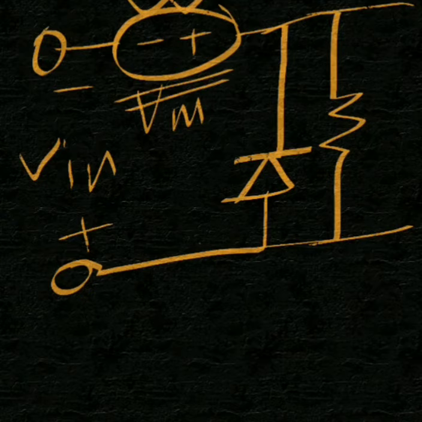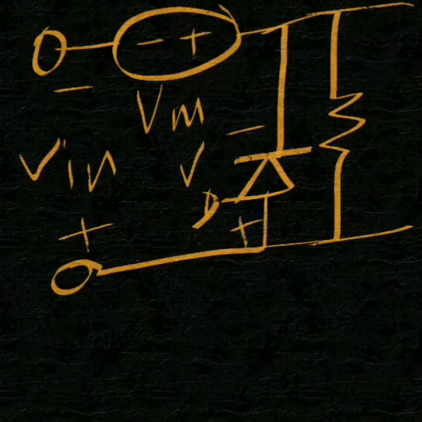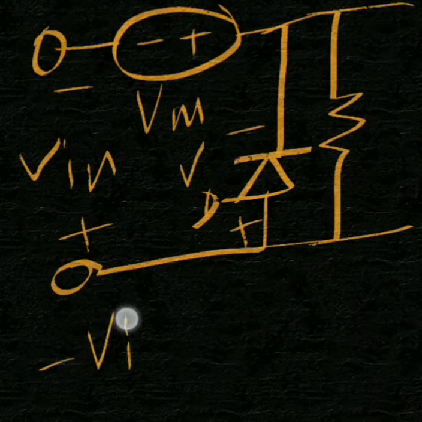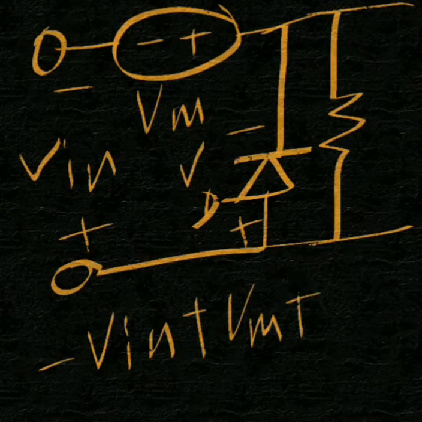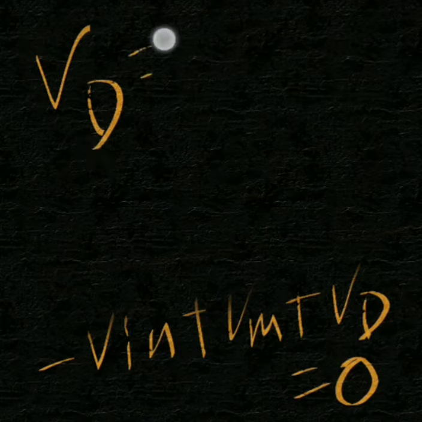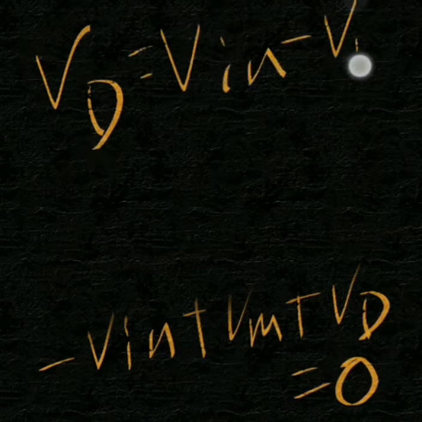So let us see what is actually happening with the diode. Let's put KVL in this mesh. So minus Vin plus Vm plus Vd is equal to 0, that is Vd is equal to Vin minus Vm.